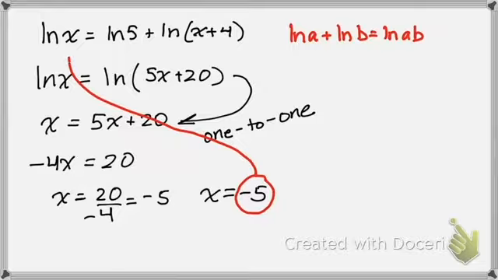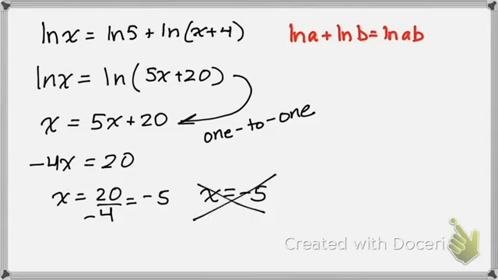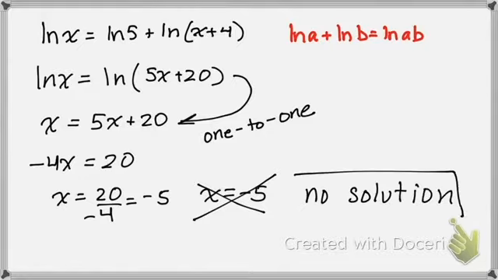And if I look back up here, and if I were to substitute a negative 5, then I would be doing ln of negative 5. Well, I can't do the log of a negative number. It's not in the domain. So since negative 5 is not in the domain, I'm going to eliminate this solution and say that the answer to this is actually no solution. And that's it.